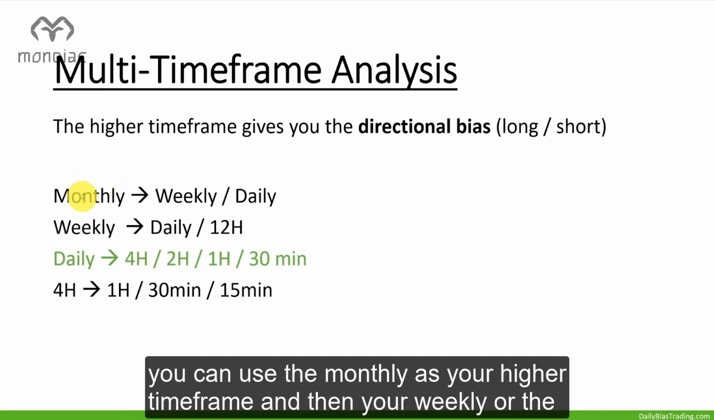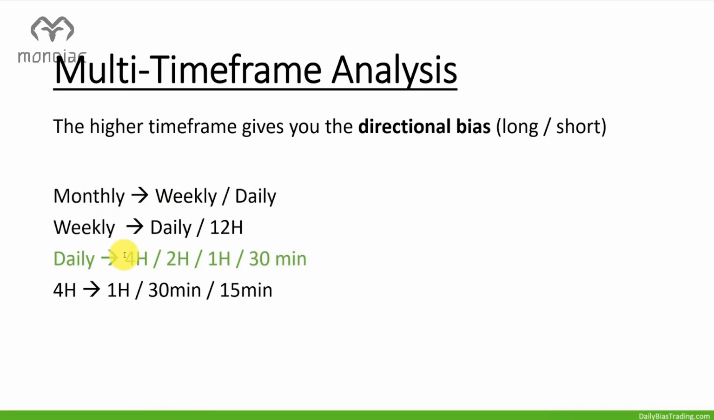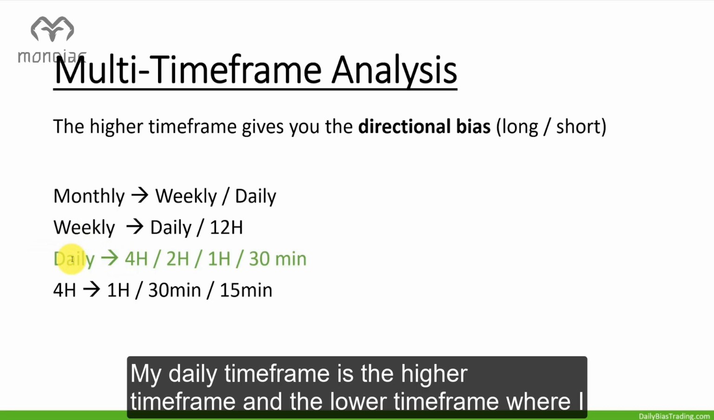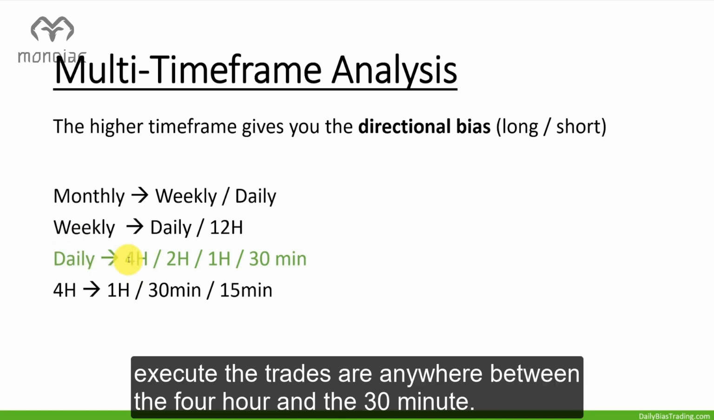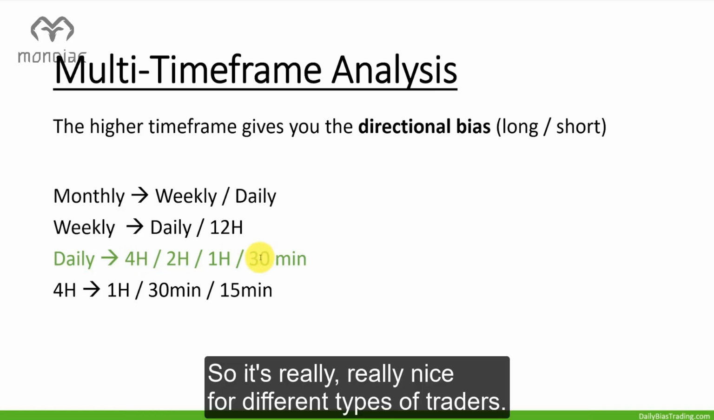You can see you can use the monthly as your higher time frame, and then your weekly or the daily become the lower time frame. This is more for the swing traders. In my trading, this is what I mostly use. My daily time frame is the higher time frame, and the lower time frame where I execute the trades are anywhere between the 4-hour and the 30-minute. So it's really nice for different types of traders.